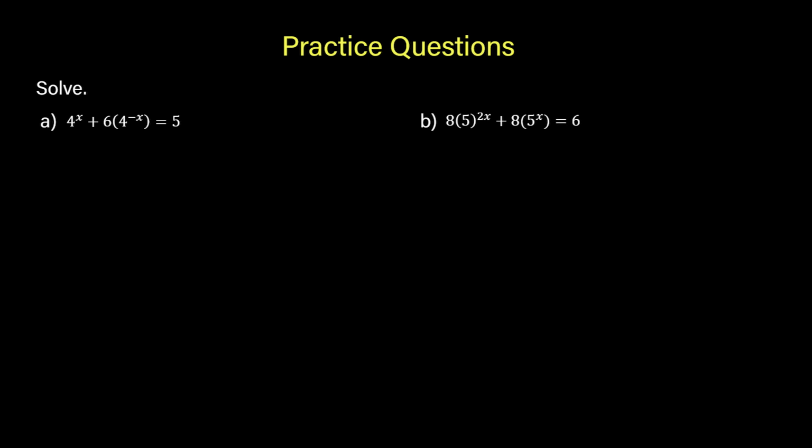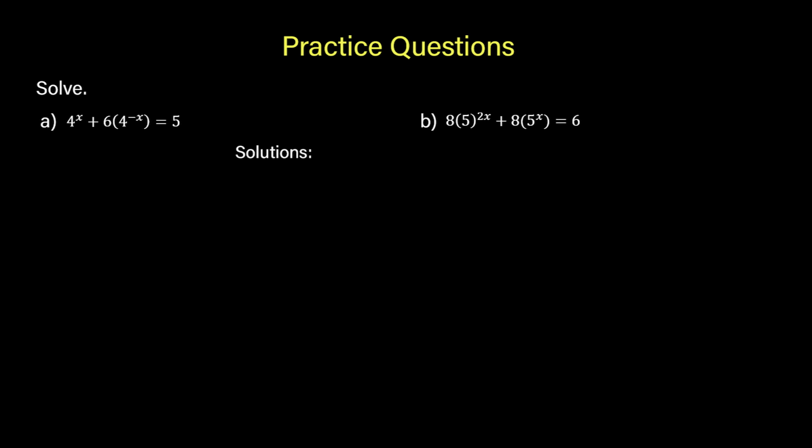Solve. A. 4 to the power of x, plus 6 times 4 to the power of negative x, equals 5. B. 8 times 5 to the power of 2x, plus 8 times 5 to the power of x equals 6.